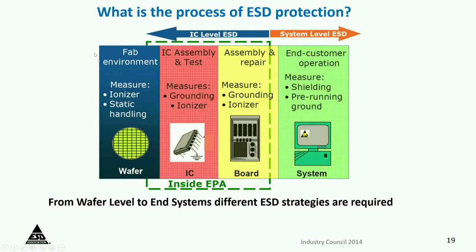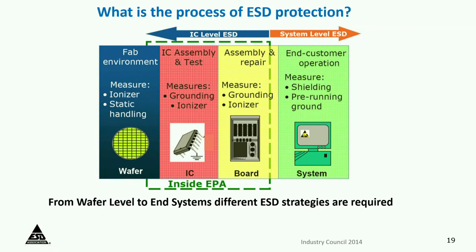So if you look in a nutshell, here is a fab environment, and here are the wafers that are being produced. They're not ICs yet, it's just a wafer. But during wafer production itself, you can have a lot of static fields, especially when you are spinning these wafers or rinsing them with water. All of these can have a lot of static fields. So what you do is, you use ionizers and static handling procedures to make sure that the wafers are not damaged. I don't go into details.